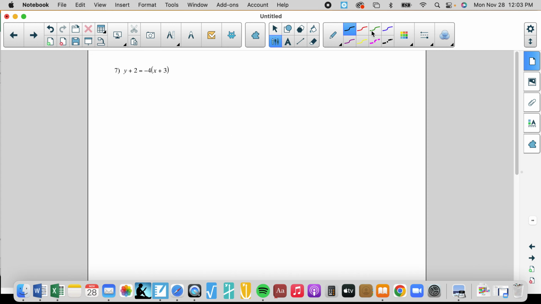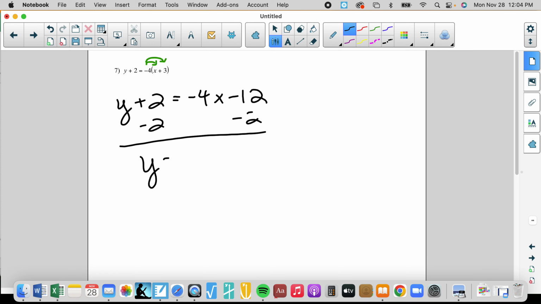Let's distribute. Y plus 2 equals negative 4x minus 12. At this stage, you should also know how to distribute relatively quickly. Negative 4 times x, negative 4 times 3, and let's subtract the 2 over. Y equals negative 4x minus 14.